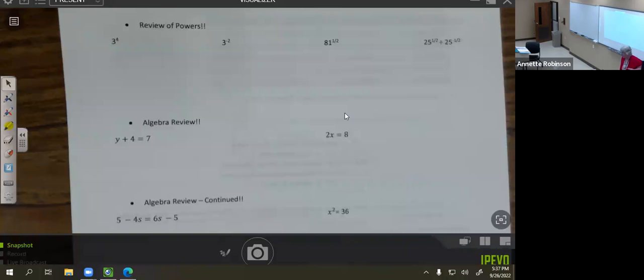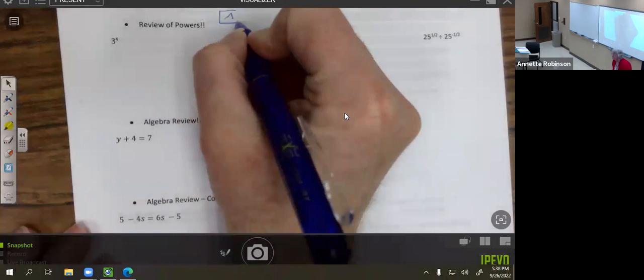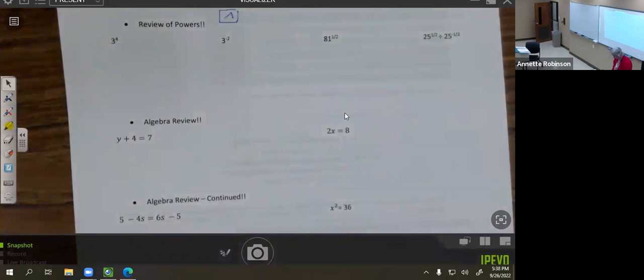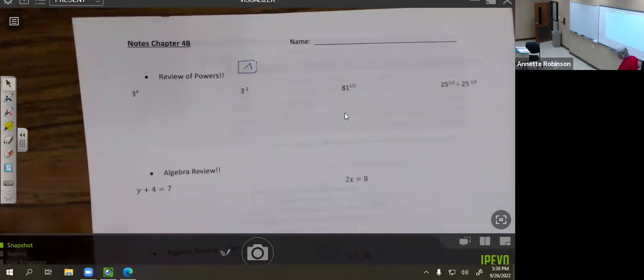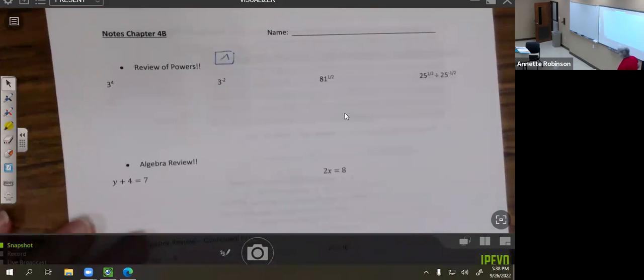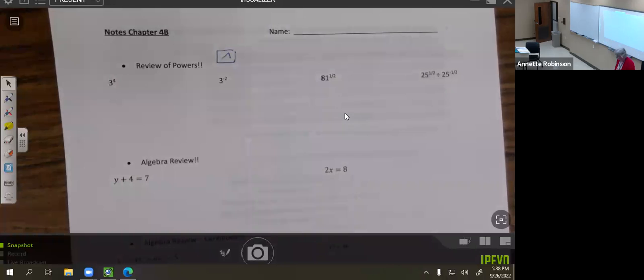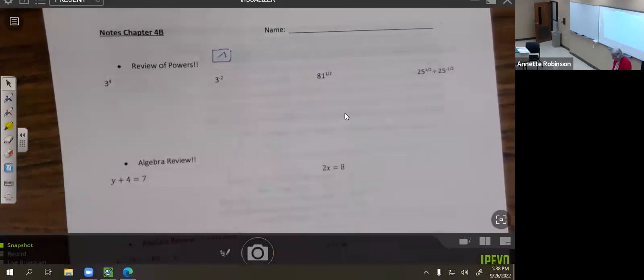All right, so of course, these are our exponents. Don't forget that you have a key on your calculator for exponents. The notes for chapter 4B we're covering tonight. So again, powers, use it on the TI-80 graphing calculator. You've got the caret key, and that's your powers key. So what they really want you to do is put these in your calculator and work them out.